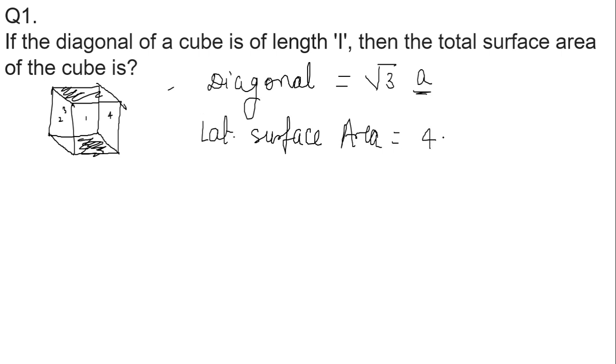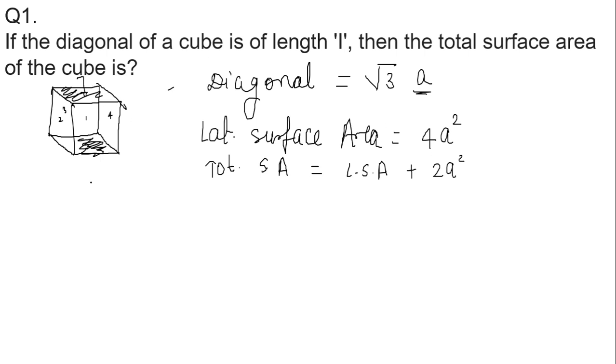Hence 4a square is the correct answer. 4a square, because all of the sides of the cube are square in shape. Second thing, if I want to take the total surface area, total surface area means what? The lateral surface area plus 2a square. Why 2a square? Because I'm including here the two faces.